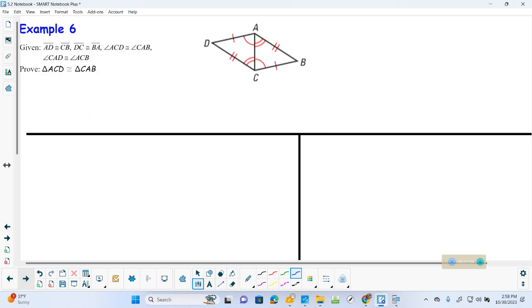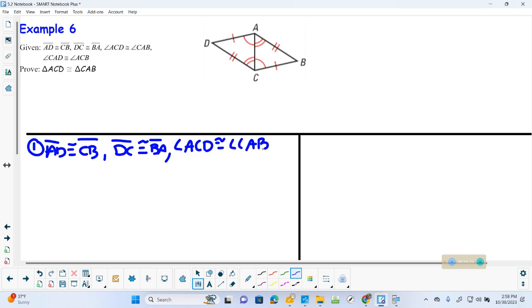All right, let's tackle the proof. Are we ready? Oh gosh. Okay, lot in the given. Start writing the given. Okay, AD is congruent to CD, which I think they marked everything for, so that's something. DC congruent to BA. I got that on there. Then I got angle ACD congruent to angle CAB. Okay. And then angle CAD. This is like the world's longest given. Congruent to angle ACB.